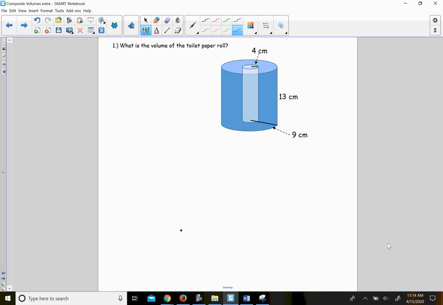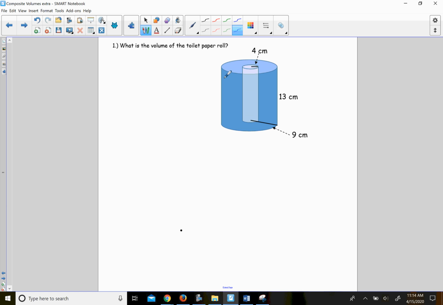So this first one is asking us to find the volume of the toilet paper roll. So basically we're looking at where the toilet paper is. Sometimes I talk about that hollowed out piece in the middle. So they'll say find the volume of the hollowed out piece. After I cut out this center cylinder, what's left there? So basically to find the volume of where the toilet paper would go on this roll, you're going to look at how the shape was made.